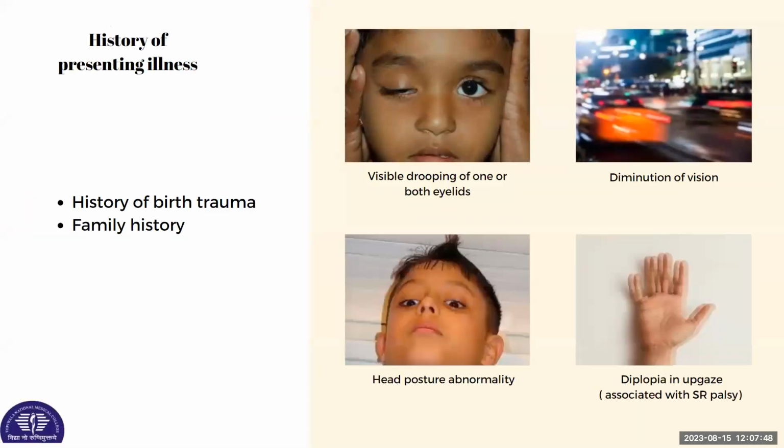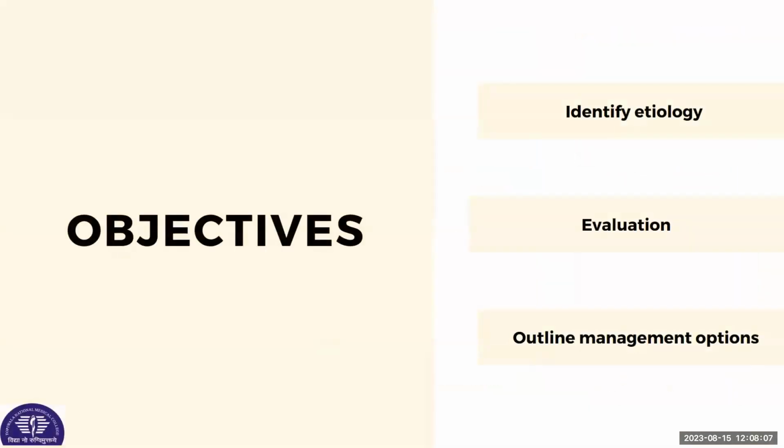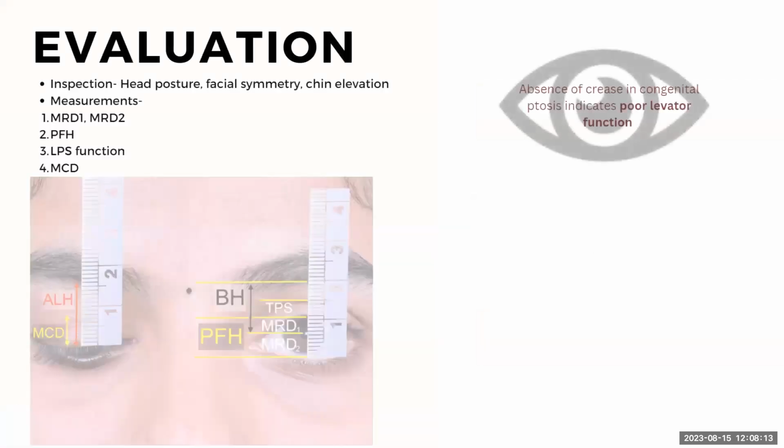History of presenting illness. Some of the symptoms seen in such patients are visible drooping of one or both eyelids, diminution of vision, head posture abnormality, and diplopia in upgaze. The last one is usually associated with SR palsy. In these patients, we have to ask for history of birth trauma like forceps delivery, and family history as well. The objectives on seeing a patient of ptosis are to identify etiology, evaluation, and outlining various management options.